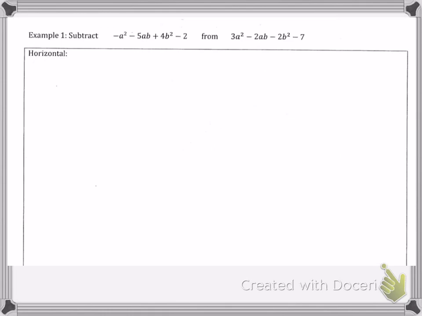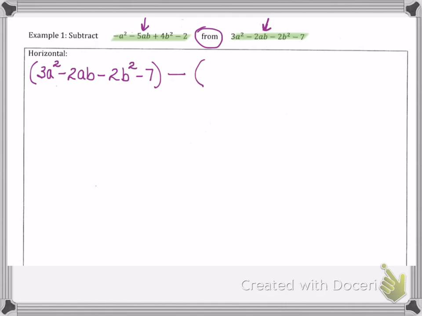I'm going to show you how to subtract this polynomial from this polynomial, but you need to be very careful with this word "from," because what that means is this guy is the first one, and you're subtracting this, okay? Now to look at it horizontally, we're going to start with the first polynomial in parentheses. So we actually start with the 3a squared minus 2ab minus 2b squared minus 7, and we are subtracting the second polynomial, a squared minus 5ab plus 4b squared minus 2.